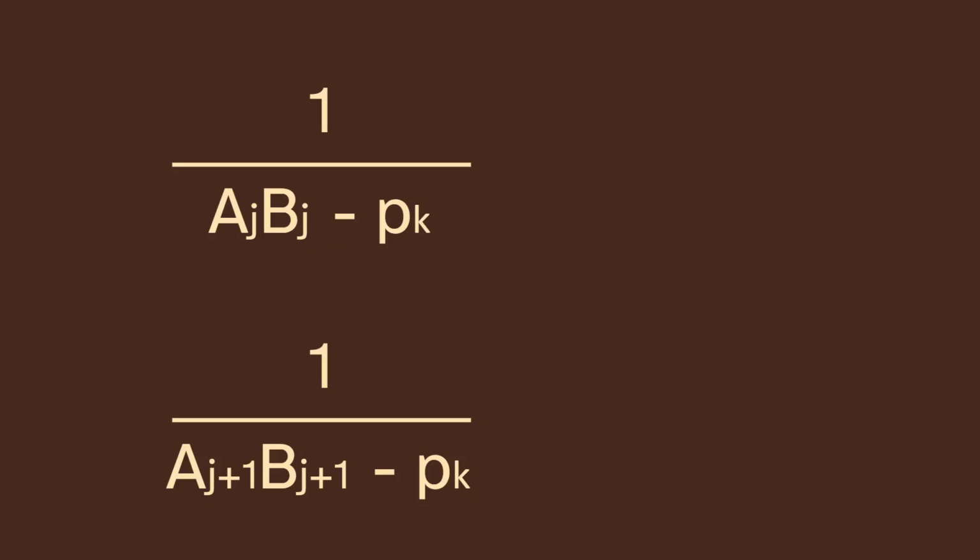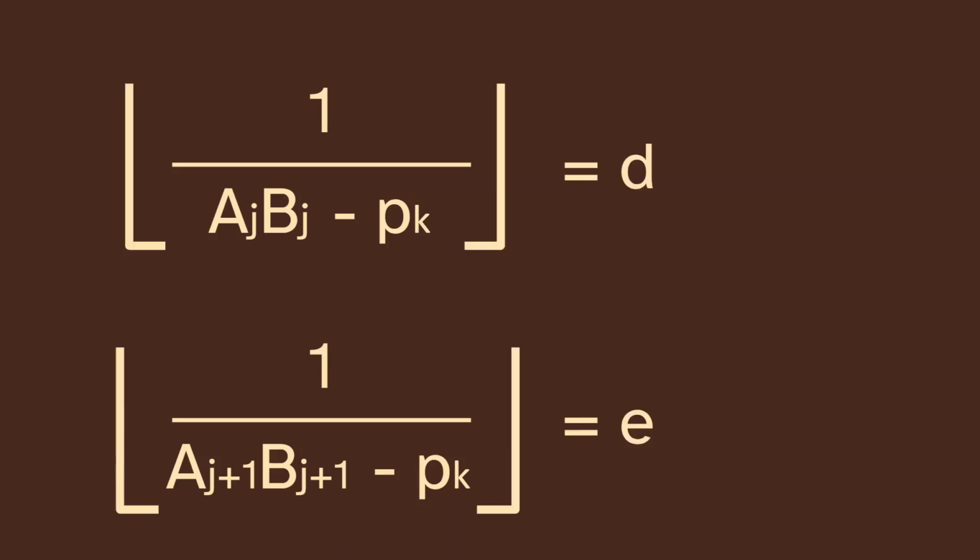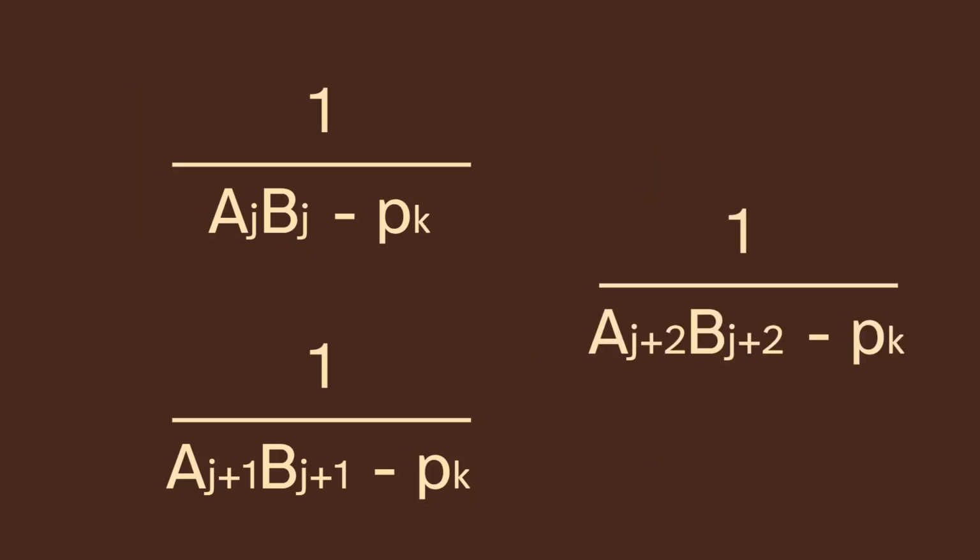But after we've done that, what if their floors don't agree? We then need to find the following term with j plus 2. It would be nice if we could go directly from these two to the next one without having to worry about subtracting p and taking the reciprocal again. And it turns out we can do this. We just need to rework the method a little bit.